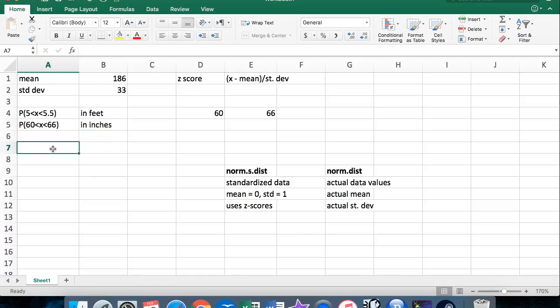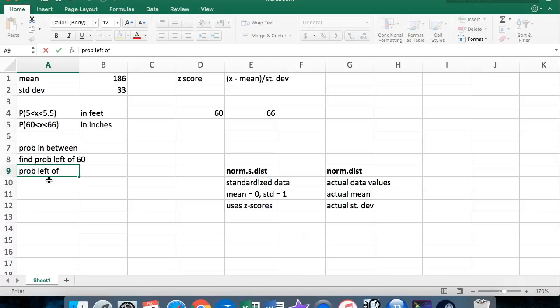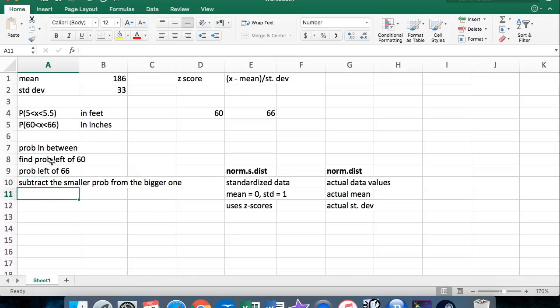Now this can get kind of tricky. Anytime you want to find the probability in between, you have to find the probability left of 60 and the probability left of 66. So in other words, less than 60 and less than 66. Then you subtract the two, the smaller probability from the bigger one. That's simply how it goes. So that's pretty much how we do this problem.